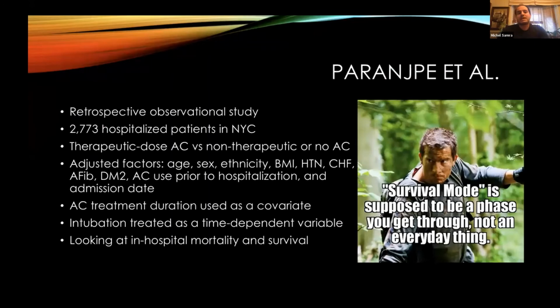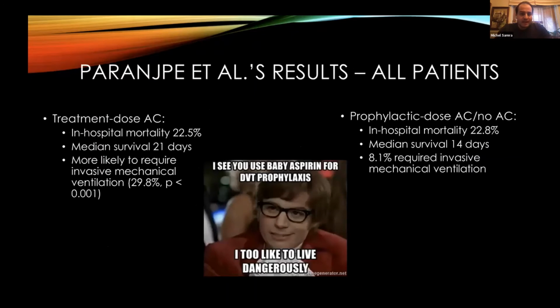This was another retrospective observational study. It was about 2,800 patients in New York. And here they were actually looking at therapeutic dose anticoagulation versus non-therapeutic dose, or no anticoagulation at all. They adjusted things for a lot of factors, basically everything. They also looked at the anticoagulation treatment duration, and they also factored in whether or not the patient was intubated. And they looked overall at in-hospital mortality and survival.